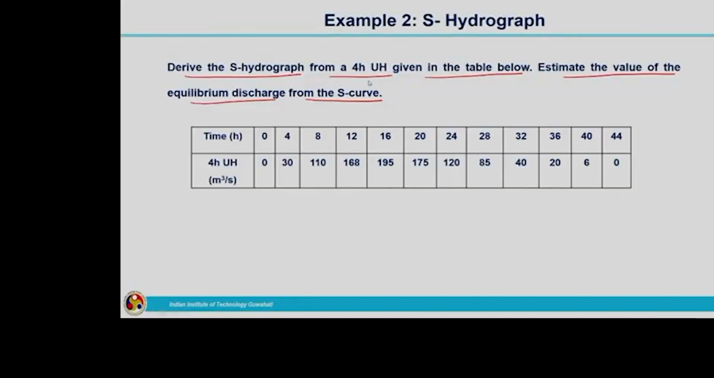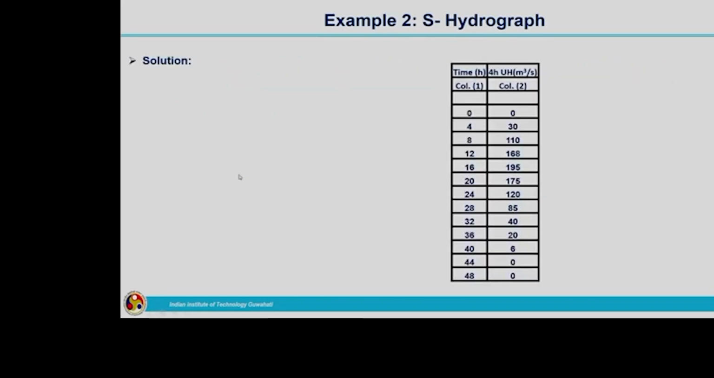While discussing about S hydrograph, we have seen after certain time S hydrograph will be attaining an equilibrium discharge. So, what is the equilibrium discharge? That also we need to determine in this example. So, these are the ordinates of 4-hour unit hydrograph. Now, let us move on to solve the example. The data given are 4-hour unit hydrograph ordinates.